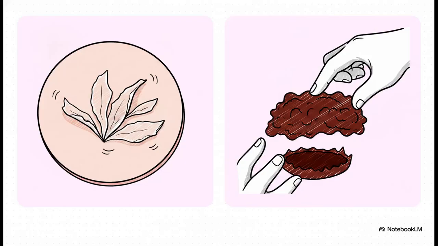Now, two surface features that are constantly confused are scale and crust. Let's set the record straight on this one. Scale is dry and flaky. It's a buildup of shedding keratinocytes from an abnormal stratum corneum. You see this all the time in psoriasis.